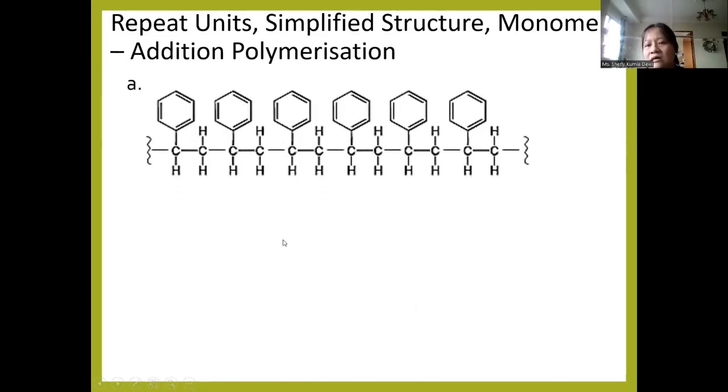Okay, this is the practice for you. The first one is called polystyrene, Styrofoam. That is the brand. Okay. If I ask you to show the repeating unit, how can you show the repeating unit of this one? So if I view it, I will say the repeating one. This is repeating. This is repeating. So I can show it like this one. And this is the benzene.